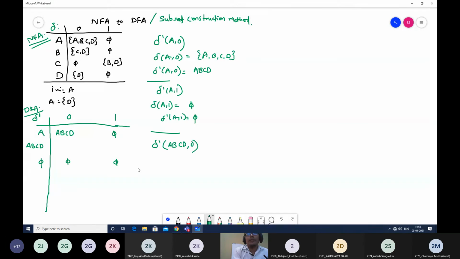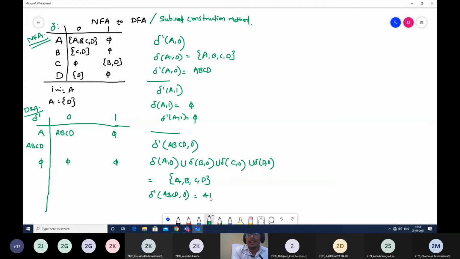ABCD comma 0. For this, students, we will refer to delta of A0 union delta of B0 union delta of C0 and union delta of D0. Whatever states are coming inside this name, I am taking union of all their deltas from the given NFA. So if I take union of all this, A0 is ABCD, B0 is CD, C0 is phi, and D0 is D. If I take union, again I get answer as ABCD. So I say that now delta dash of ABCD comma 0 is again ABCD.